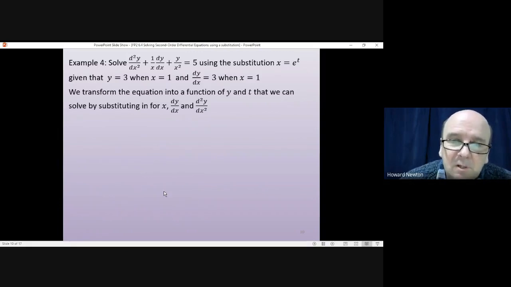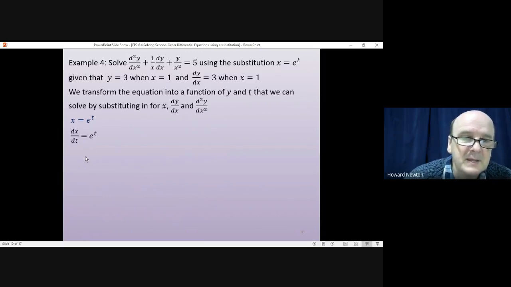Okay, let's have a look at all of this. So we begin with x equals e to the t, which I've done in blue just because I want to keep track of the three things I need to substitute into here. Then differentiating with respect to t gives me dx by dt is equal to e to the t.